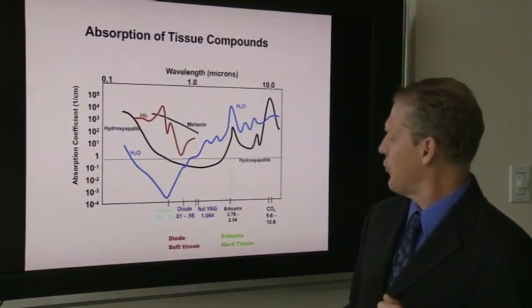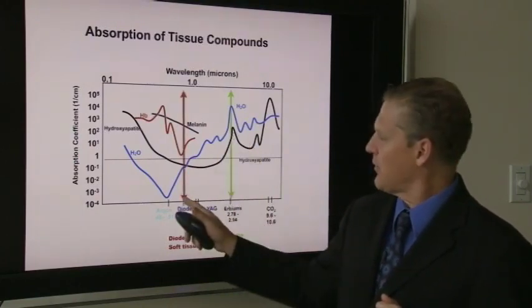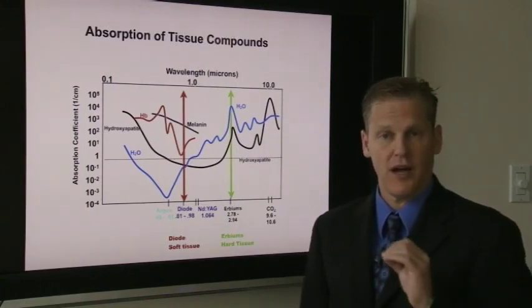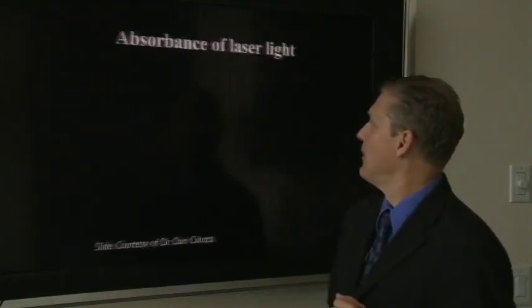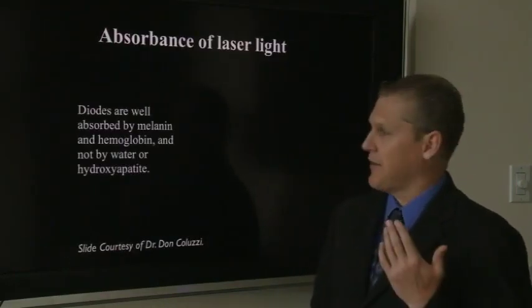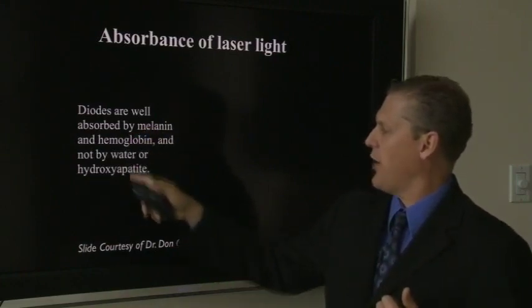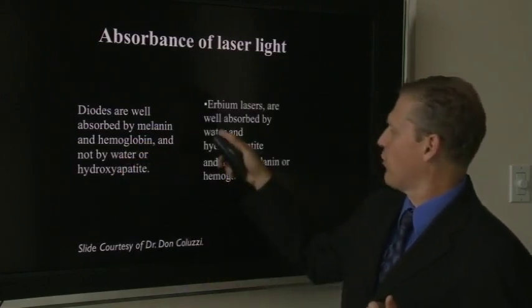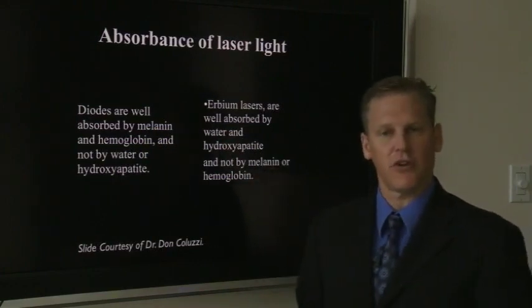So if you look, you'll find that the erbium lasers are absorbed in water and hydroxyapatite. The diode lasers are absorbed in hemoglobin and melanin to a much greater degree. Soft tissue lasers cauterize and do a better job with hemostasis than hard tissue lasers. When you look at that absorption spectrum, what you'll find is, because they're absorbed by melanin and hemoglobin and not by water or hydroxyapatite, they coagulate better. Hard tissue lasers are absorbed well by water and hydroxyapatite, and as mentioned, not by melanin or hemoglobin, so they will cut tooth structure and bone, but they don't do as good a job on soft tissue with coagulation.